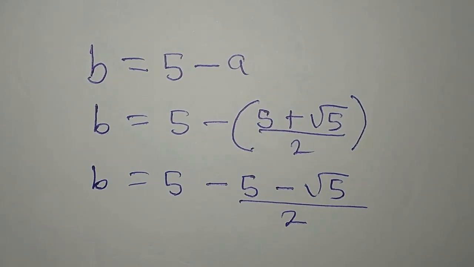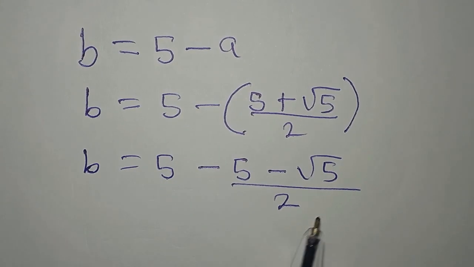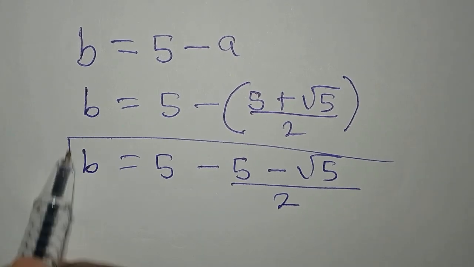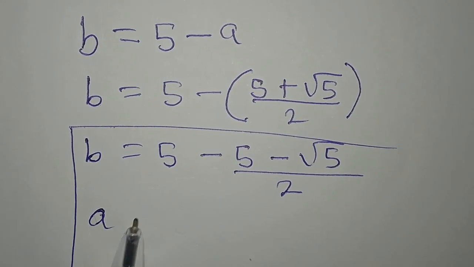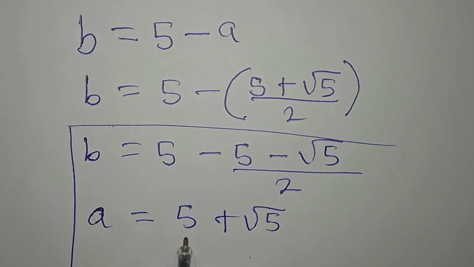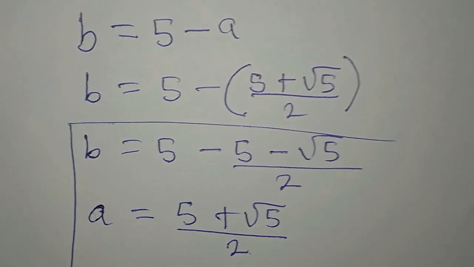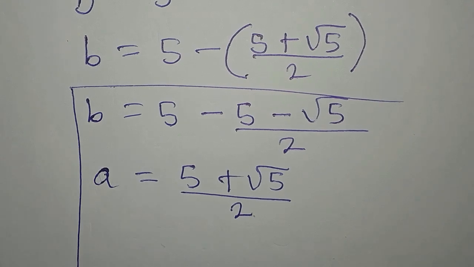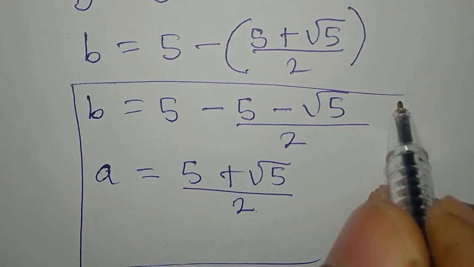From here we have our first value of b, but you can decide to find the LCM of this, or you stop at this level. And remember that when b is this, our a still remains 5 plus square root of 5 over 2. So this is what we have. Okay, so when b is this, this was the value of a, right?